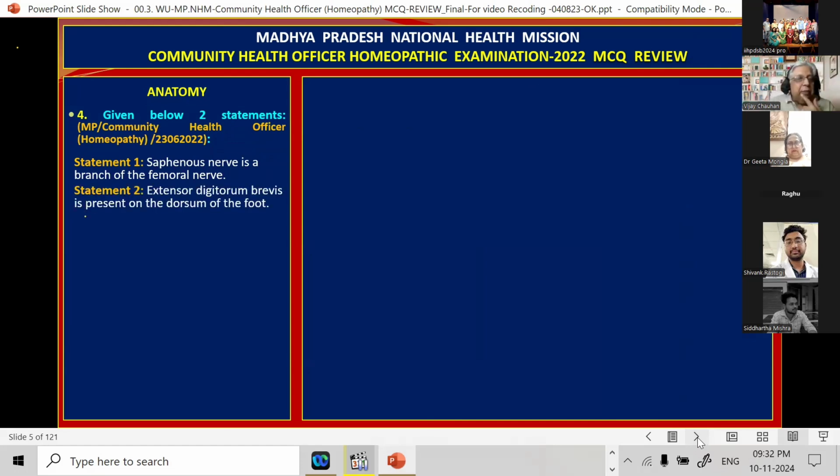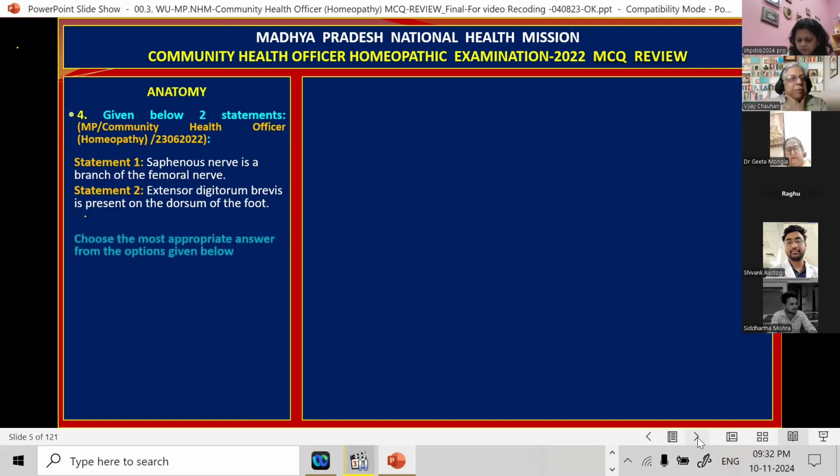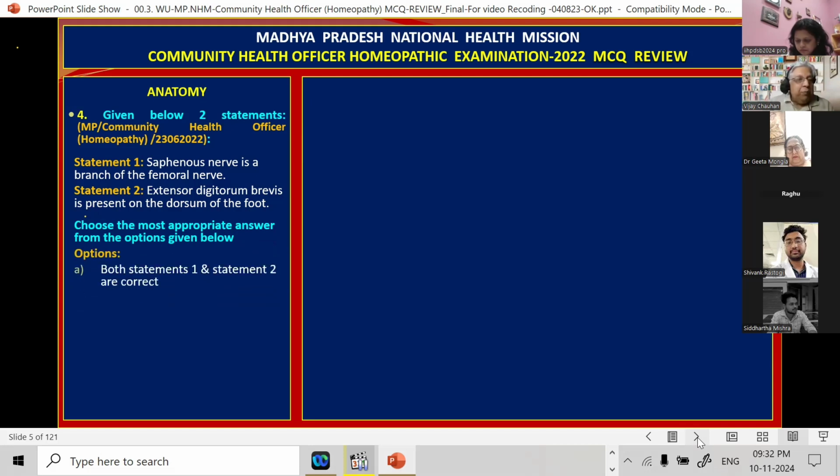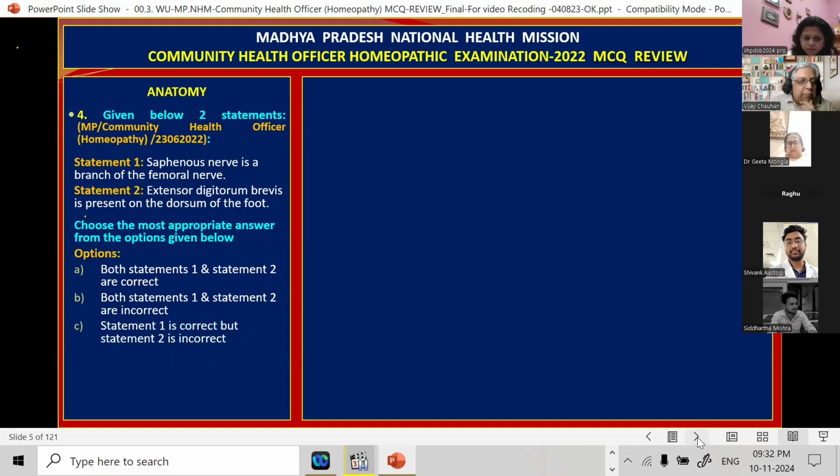And the second statement is: extensor digitorum brevis is present on the dorsum of the foot. Choose the most appropriate answer from the options given below. Option A is both statements 1 and 2 are correct. B is both statements 1 and 2 are incorrect. And C is statement 1 is correct, but statement 2 is incorrect.